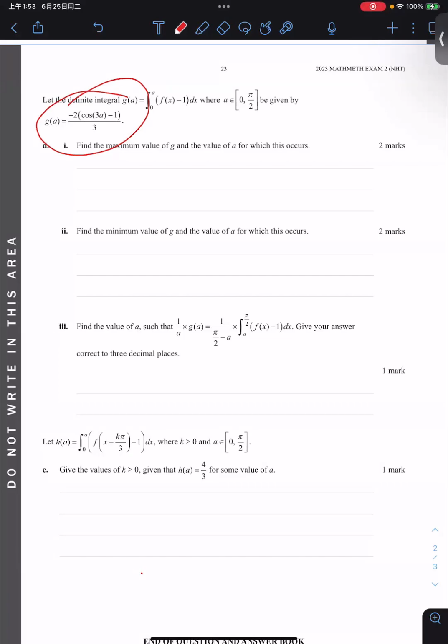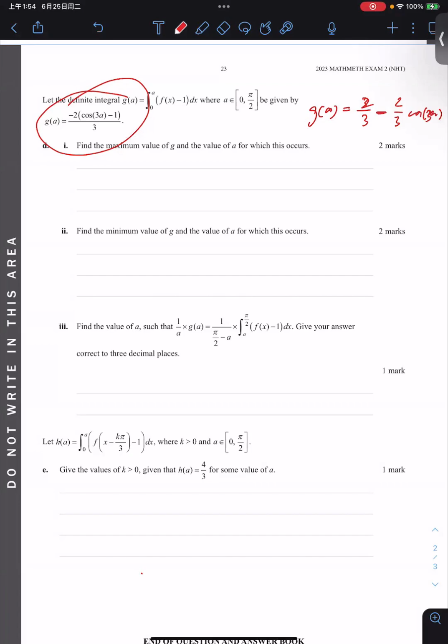Now, part 1: find the maximum value of G and the value of a for which it occurs. Now let's just expand it, all right? Negative 2 times negative 1, that's positive. So 2 over 3 minus 2 over 3 cosine 3a.